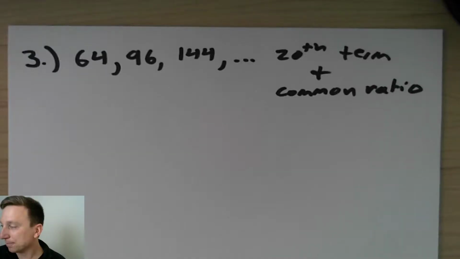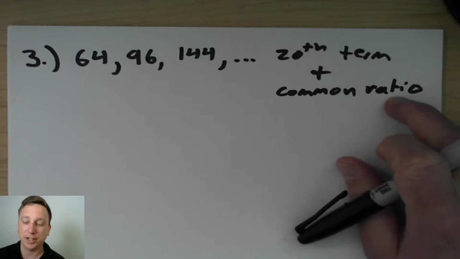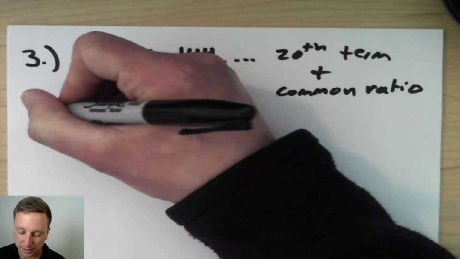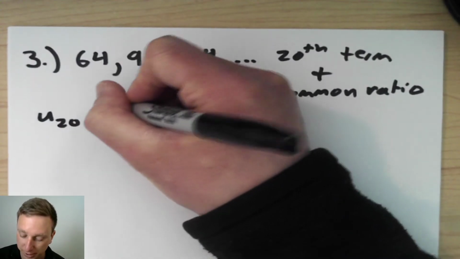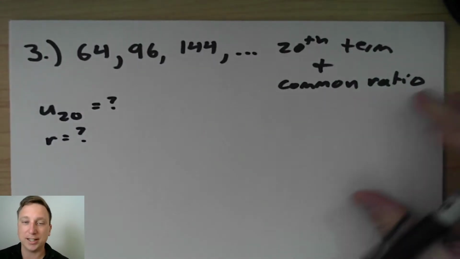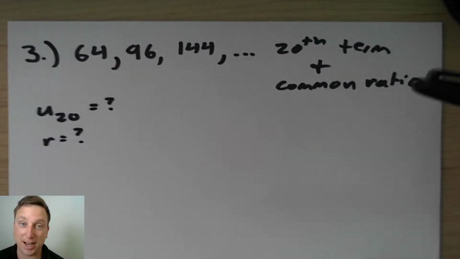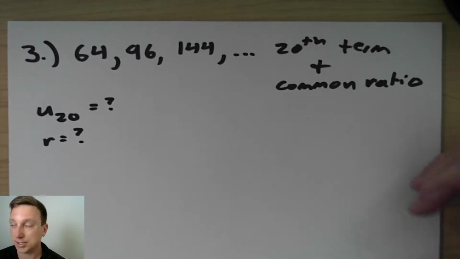So if we get to the problem, here it is. We want to find the 20th term and we want to find the common ratio. So the variables we use to represent these are u sub, which we're saying is a subscript, u sub 20 is some number, and our ratio is some number. So it's important that the order we find these kind of matters. One is a lot more straightforward than the other to find. The common ratio is what we want to start with.